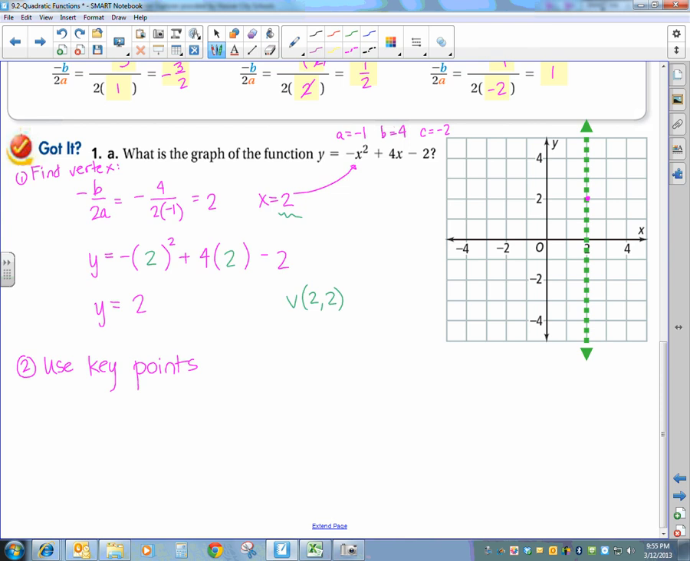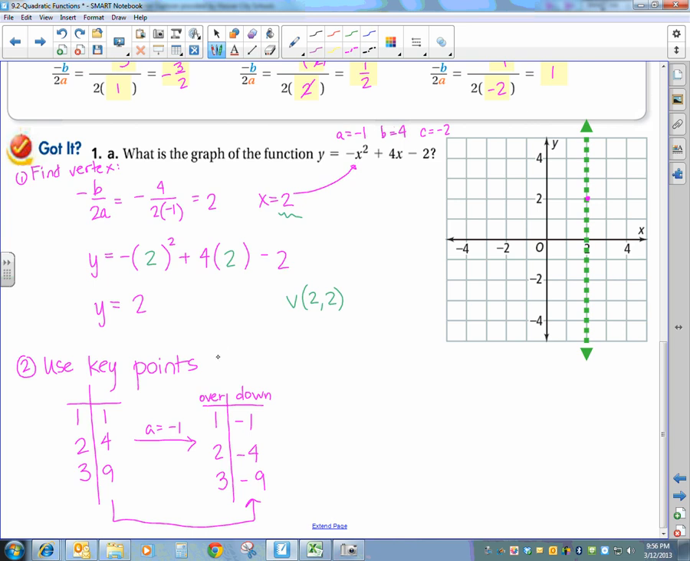Now remember the key points that we had before. We had 1, 2, 3, and 1, 4, and 9. And then if we had an a value, then we changed each of our y's. So what is a equal to in this problem? A was equal to negative 1. So my x's stay the same, and I'm going to multiply each of these by negative 1: negative 1, negative 4, negative 9. So from my vertex, I'm going to go over and down and then use my axis of symmetry. This is what we call using our key points and a.